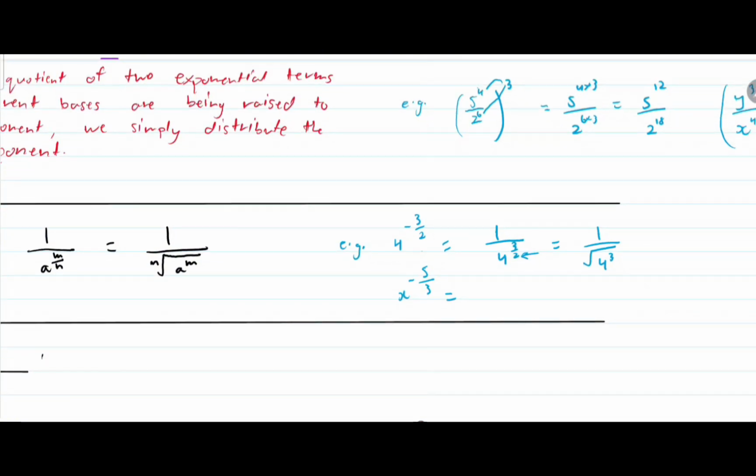Right? What if I had x raised to the power of minus 5 over 3? Well, what do we do first? We put it under 1 and make the power positive. It's going to be equal to 1 over the cube root of x to the 5th power.